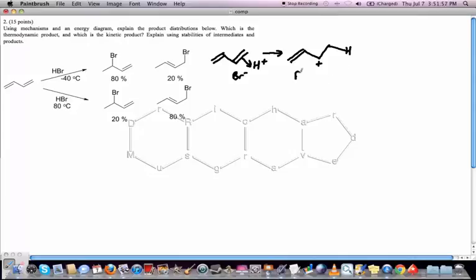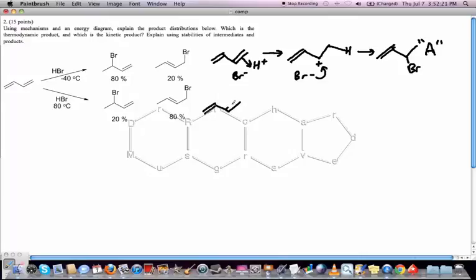So now what's going to happen is the Br negative comes in, attacks the C plus, and we get one of our products. This one here specifically, which I will label product A. Alright, let's see how we get the other product.